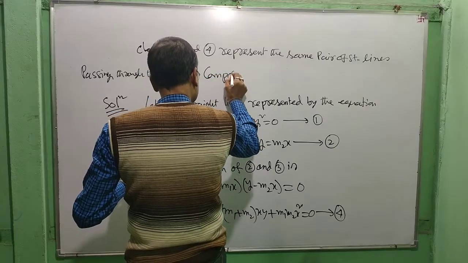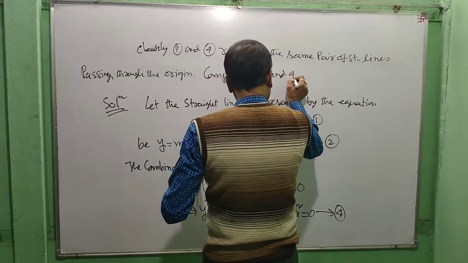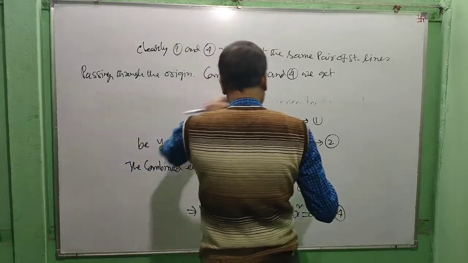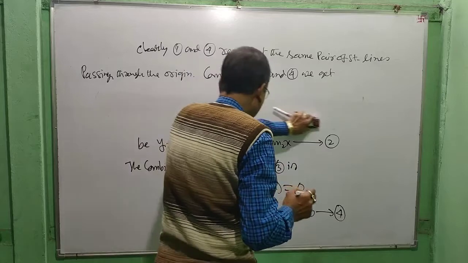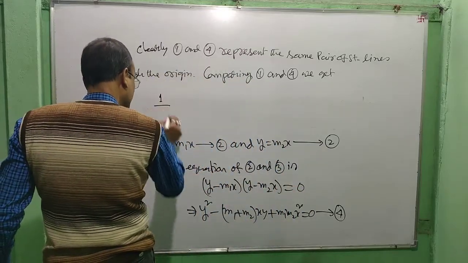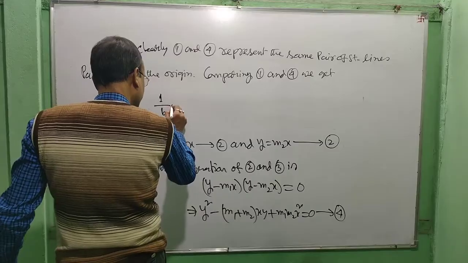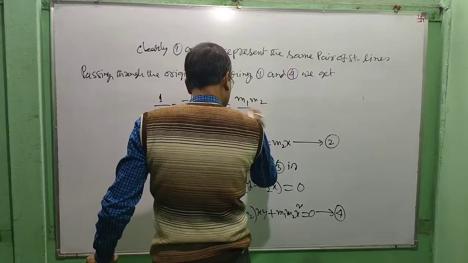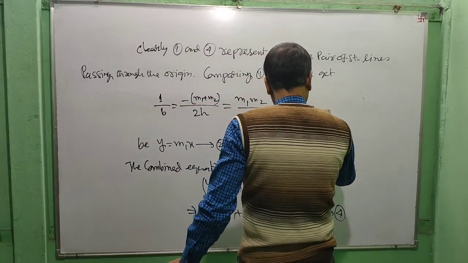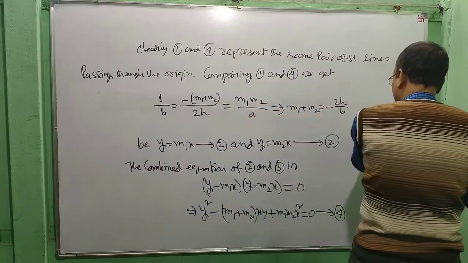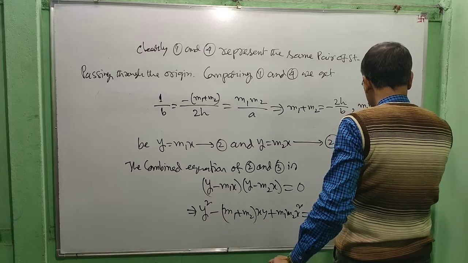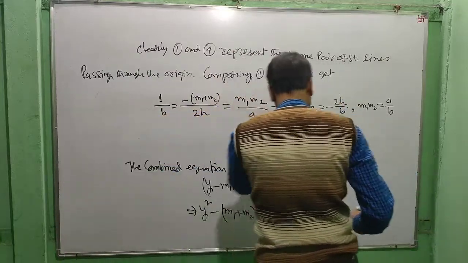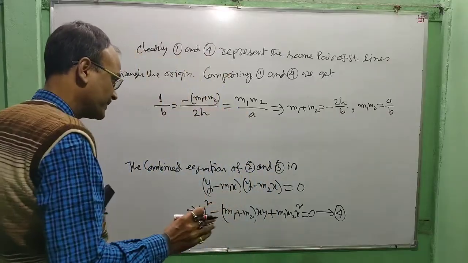Comparing 1 and 4 we get 1 divided by the coefficient of y square is this, minus m1 plus m2 divided by twice h, this is equal to m1 m2 divided by a. This means that m1 plus m2 is equal to minus twice h by b, and m1 m2 is equal to a by b. We have got this.